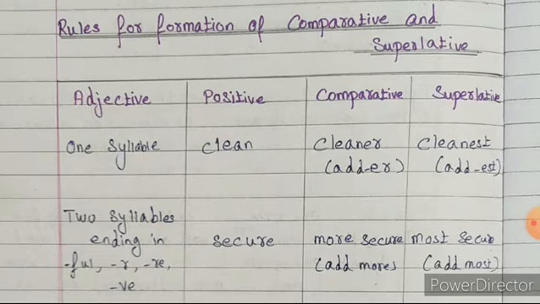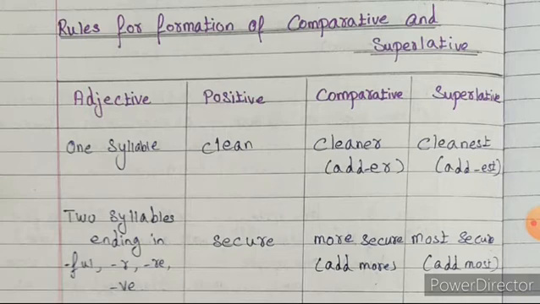And for the superlative, you have to add est for a one syllable word. Clean is a one syllable word. There we have to use est for the superlative degree. Then the answer will be cleanest. So clean, cleaner, cleanest. Now look at the next one.